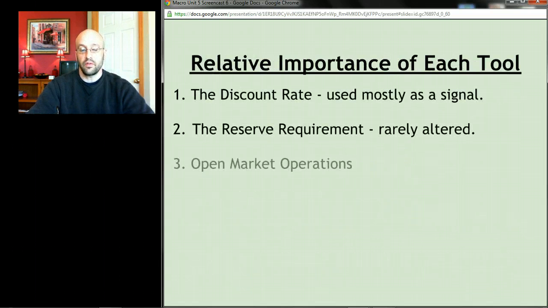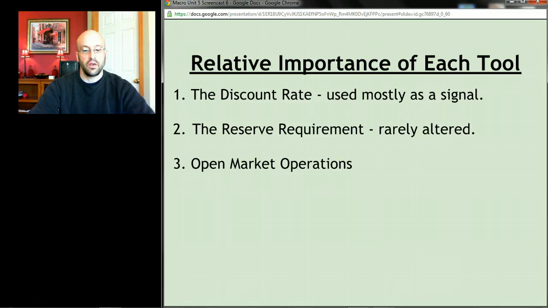Now, in terms of the relative importance of each one, we're going to see that open market operations are by far the most important. The discount rate is used mostly as a signal by the Federal Reserve, and the reason for that is that it can change what the interest rate is, but it can't force banks to borrow that money. The reserve requirement would be a powerful tool, but it really messes with banks' lending potential and it messes with their profit expectations, and as a result of that, it's rarely changed by the Federal Reserve.